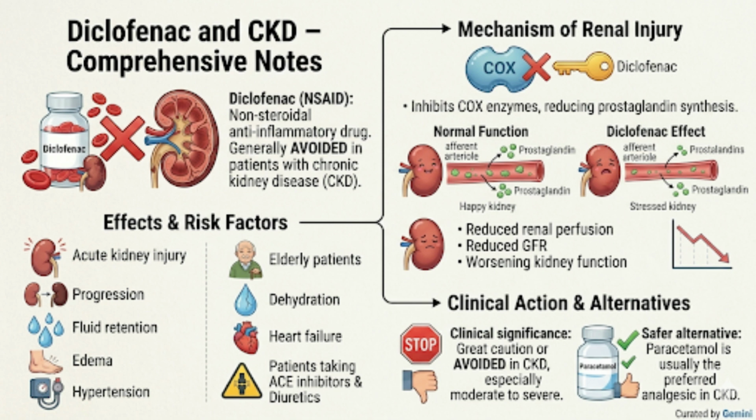Progression of CKD. Repeated use of NSAIDs can accelerate the transition from early-stage CKD to end-stage renal disease, ESRD. Fluid retention and edema. Because the kidneys cannot filter sodium and water effectively, fluid builds up in the tissues, often visible as swelling in the legs and ankles, edema. Hypertension. The retention of fluid and the constriction of blood vessels naturally lead to increased blood pressure, which further damages the kidneys in a vicious cycle.